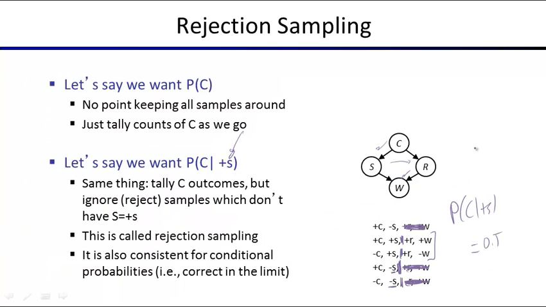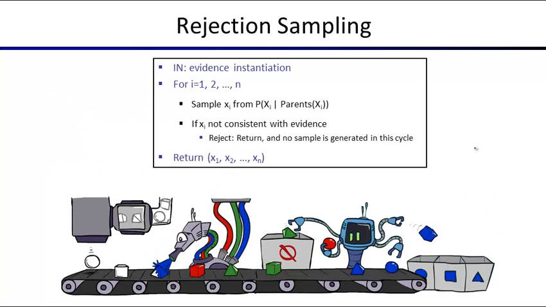The rejection sampling has two optimizations. One of them is once you've seen all the variables you care about, that is not correctly sampled according to what you need for your query, you stop running that sample. So here is your sample xi, still from xi given the parents. If you're not consistent with the evidence, you just reject it and you return.